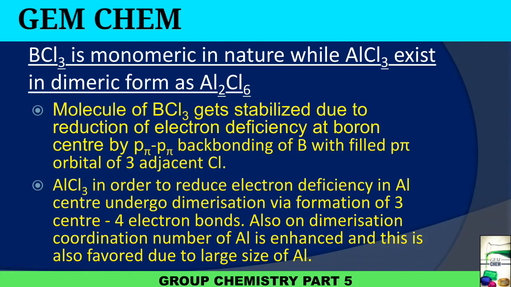And also we have to understand that due to dimerization of AlCl3, the coordination number of aluminium is enhanced, and this enhancement of coordination number is only favored if it has a larger size, so that it can accommodate more and more ligands. So this was the answer to this question.